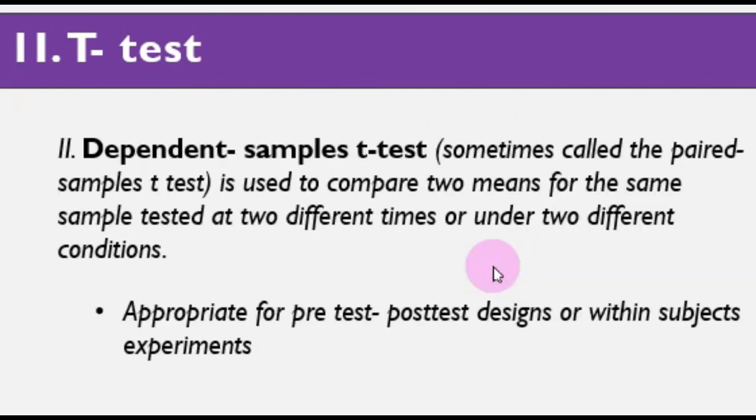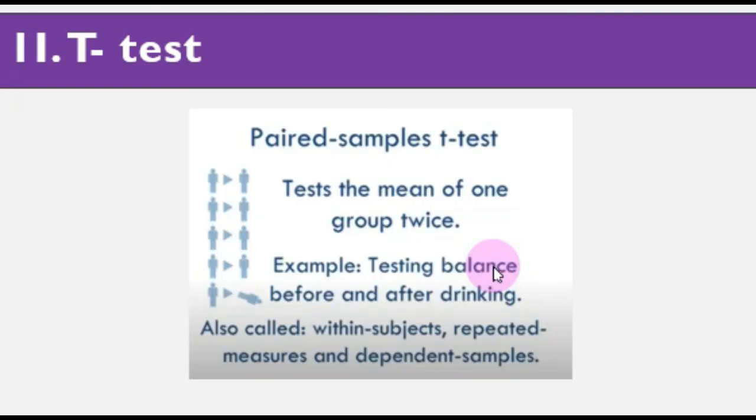So, dependent sample t-test naman, also called as paired sample t-test, ginagamit usually for difference ng within the subject group. Ano yon? So within the subject group, halimbawa, example of testing balance before and after drinking. Also called as within the subject, repeated measures, and dependent samples.